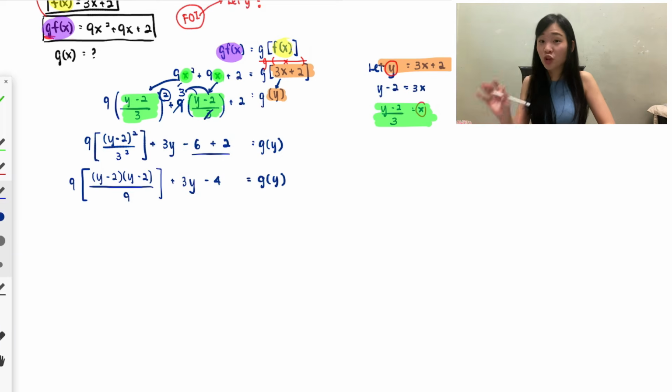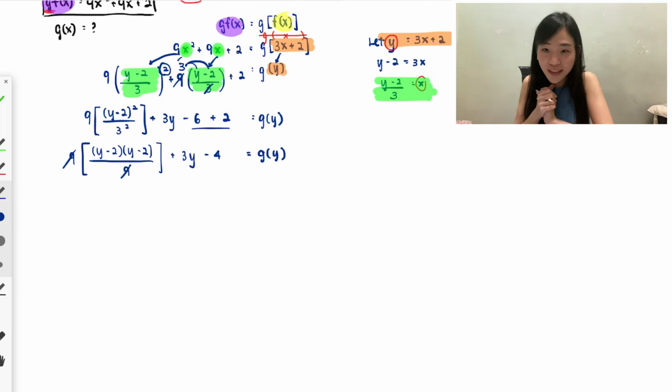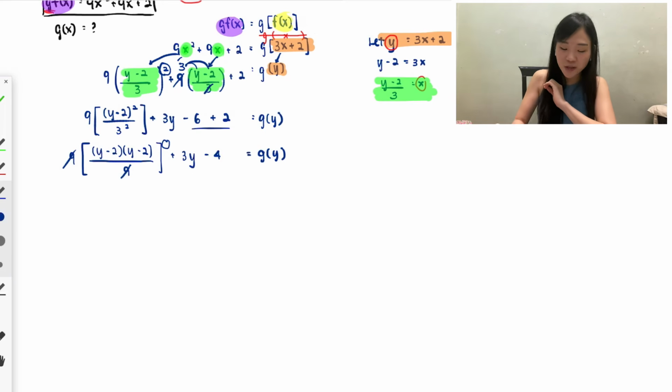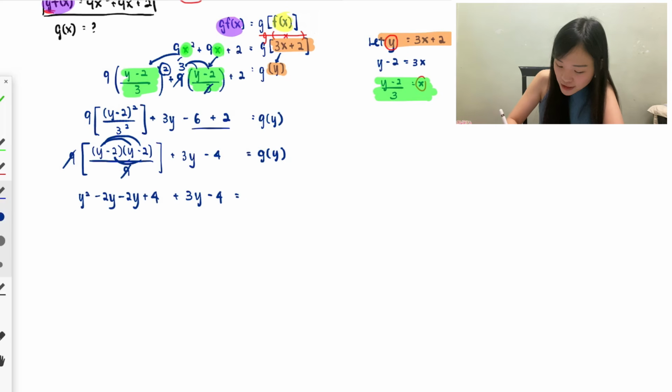Okay, I just try to shorten it. So continue, 9 and 9 cut. Whoa, 9 also disappeared. Now why can I cut? Because I don't have any power here, obviously I can cancel it off. So y times y, y squared. Y times negative 2, negative 2y. Negative 2 times y, negative 2y as well. Negative 2 times negative 2, positive 4. Isn't it? This is what I get for gy so far.